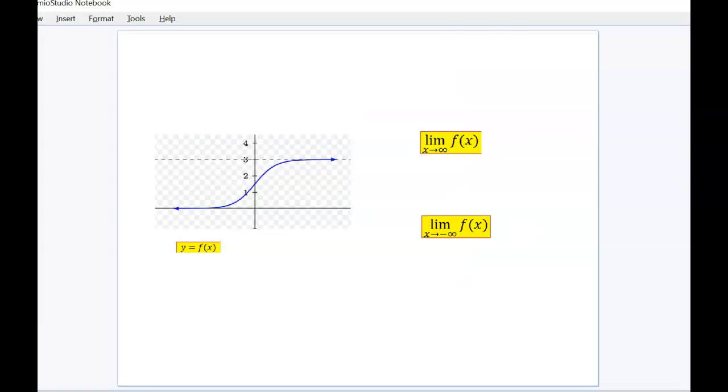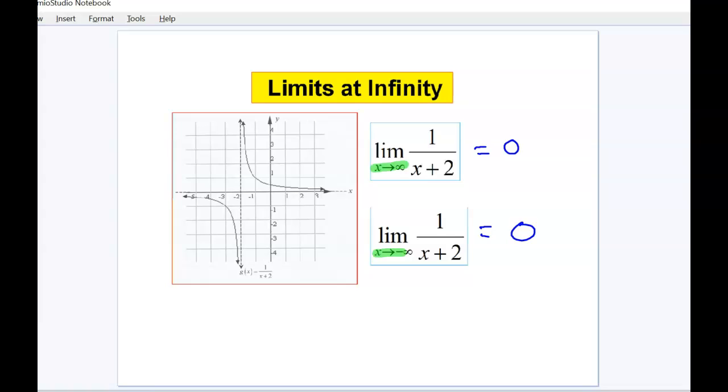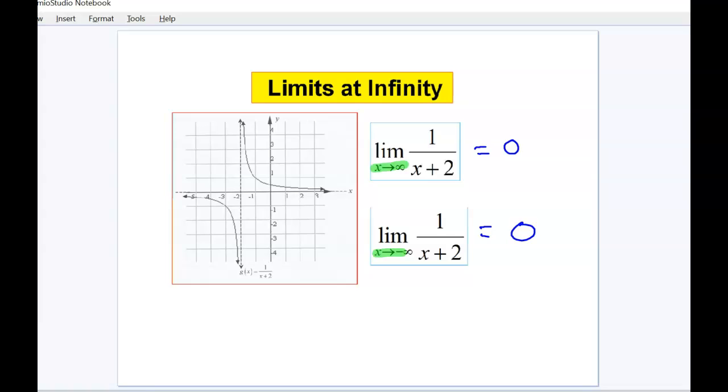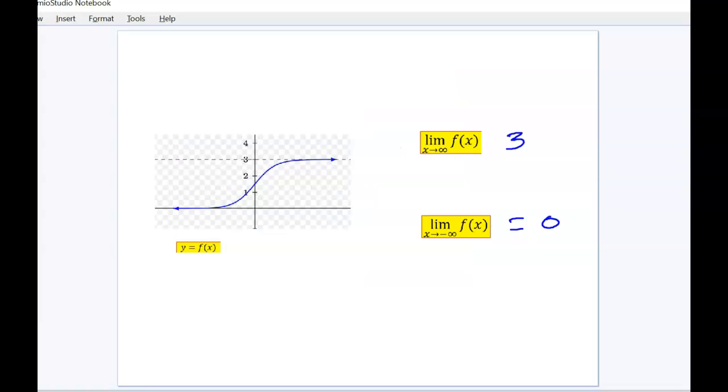In the next example, we have the limit as x approaches infinity, and you'll see that the graph is approaching a horizontal line of 3. And as x goes to negative infinity, the graph is approaching the horizontal line of 0. So in these two examples, you can see that the limits as x approaches infinity and negative infinity really are our horizontal asymptotes. We are used to most graphs having one horizontal asymptote, like in this example here.